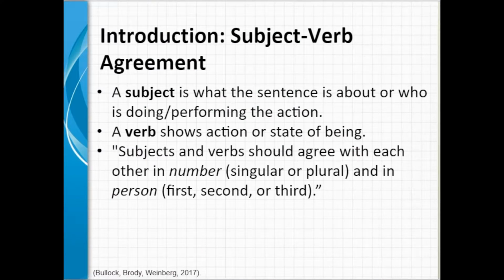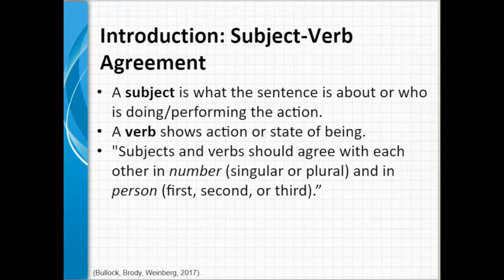Introduction. We'll begin with breaking the name apart to understand what subject-verb agreement is. A subject is what the sentence is about or who is doing or performing the action. A verb shows action or state of being. Subjects and verbs should agree with each other in number and in person.